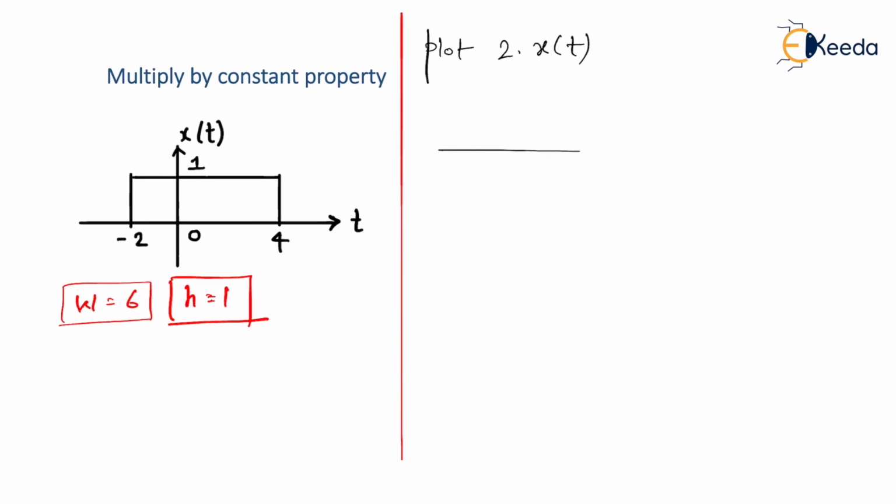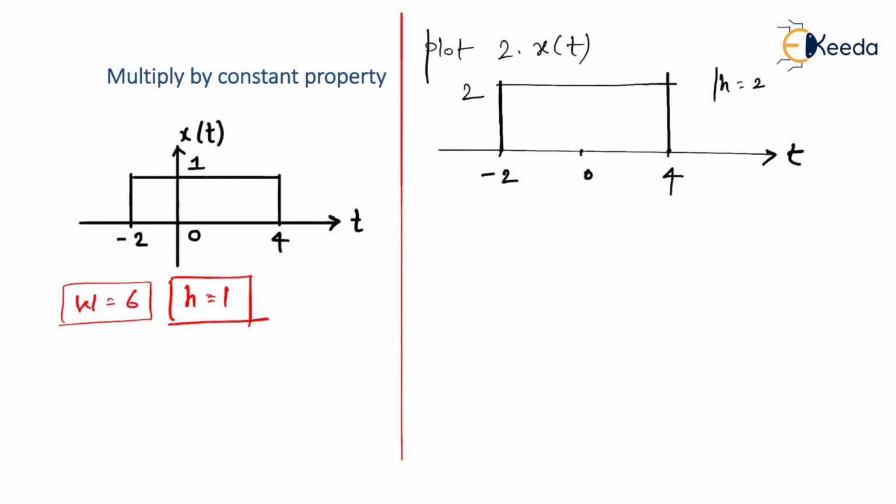Therefore, you'll get a signal with the same -2 as the lower limit and +4 as the higher limit. That is not going to change, but of course it is going to raise the amplitude by 2. So the new amplitude has become 2, and now this becomes twice of x of t. I'm sure you understood this. Of course 0 will be somewhere here. So as you can see, the original height was 1. Now the new height is 2, but the width remains unchanged, which is 6.